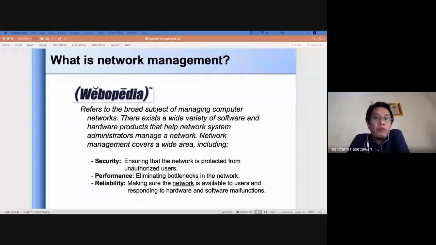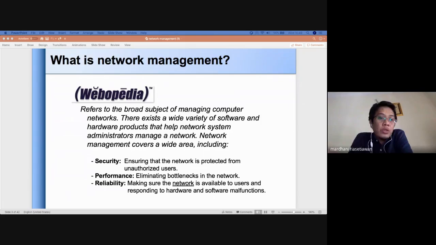So network management has three duties. The first duty is security. It is ensuring that the network is protected from unauthorized users. That is our duty as a network administrator. For example, when we do network management, we want to protect our assets inside the network from unauthorized users. And the second is performance.